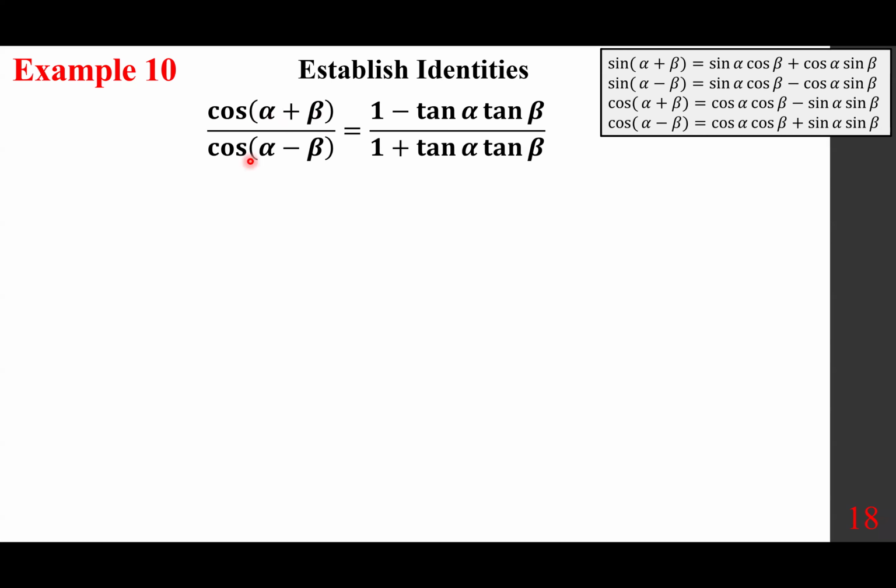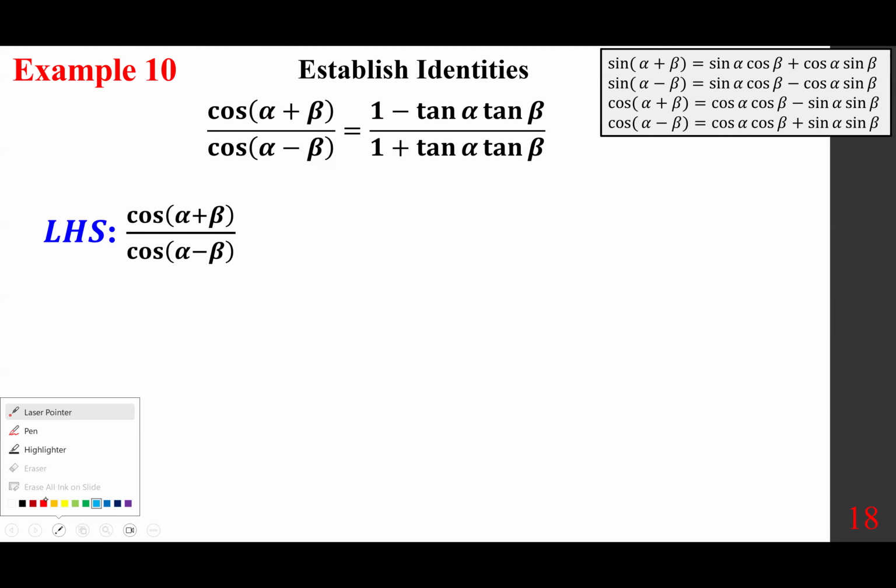Cosine of alpha plus beta over cosine of alpha minus beta is 1 minus tan alpha tan beta over 1 plus tan alpha tan beta. There are two ways to do that. One of them is to start from one side. I'm going to start with the left-hand side. The second one, you could do the cross product. In other words, show that these two are identical. Sometimes that might be easier. In some instances, they may not like it that you go that route, but that is a correct methodology as well.